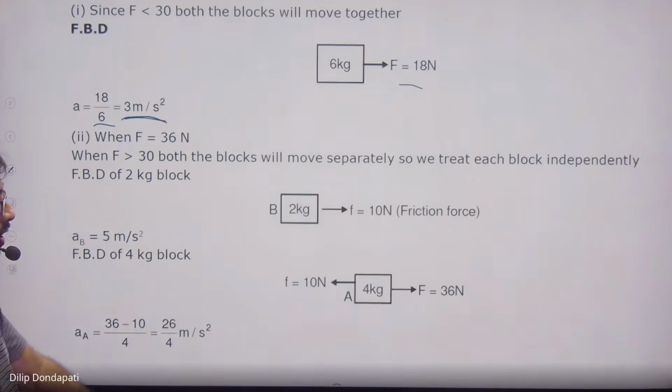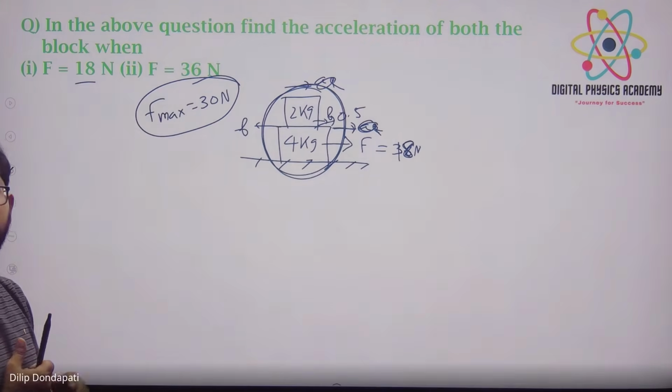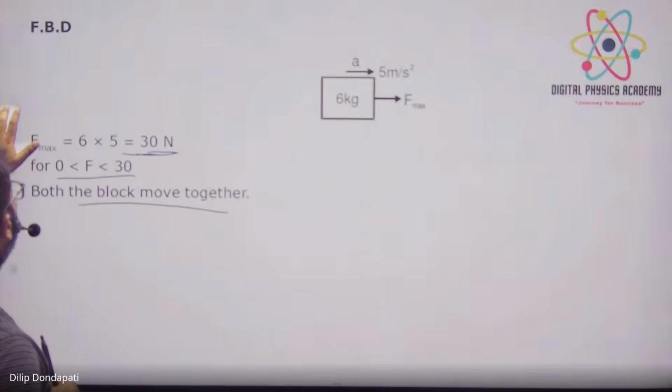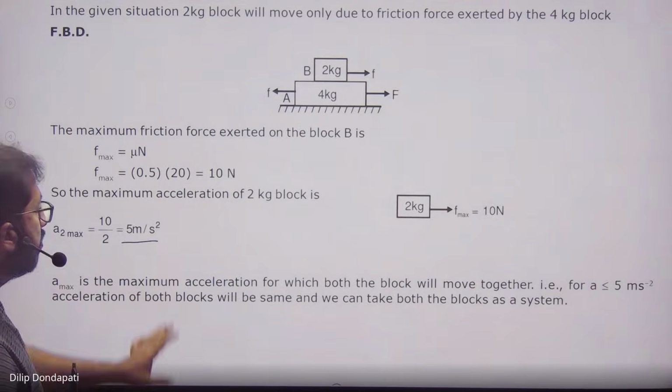Now look at the second block. Sir, for the first block, before we calculated 5, and the given force is less than F max, so shouldn't it still move with 5? I did not understand. Like before, we calculated that the acceleration was 5 meters per second square. This is the maximum acceleration.